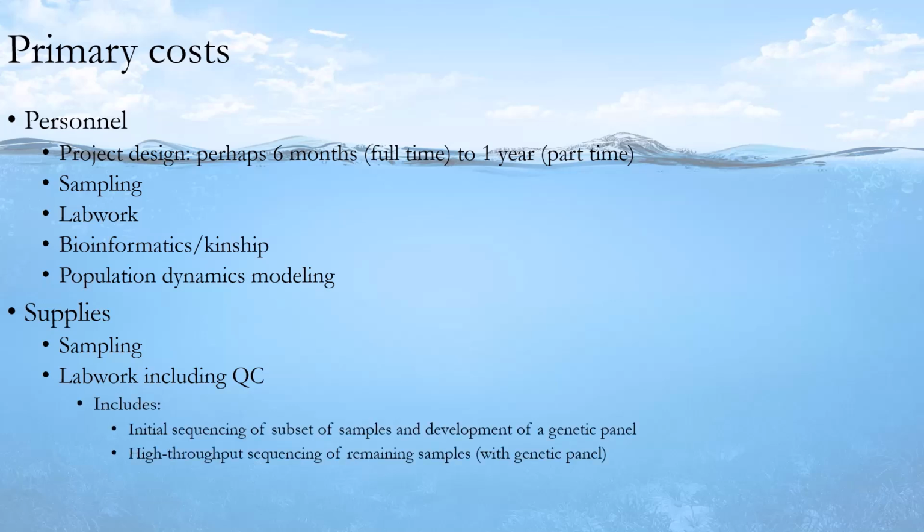And this includes two categories of costs. There will be one cost for our sequencing of samples before we develop a genetic panel, and then we'll have another per sample cost once we develop the genetic panel. And then we'll need computational resources for the bioinformatics and model fitting.